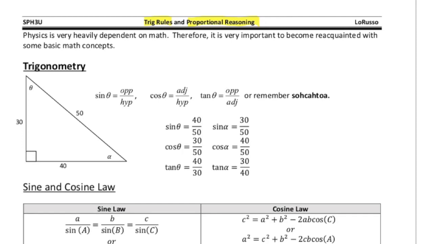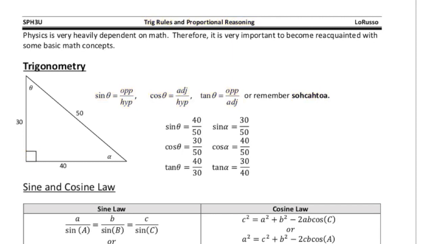If you recall from grade 10, the first basic set of trig rules you should have learned about are those associated with right-angled triangles. And those are the primary trig ratios, that being sine theta is equal to the opposite over the hypotenuse, cos is equal to the adjacent over the hypotenuse, and tan is equal to the opposite over the adjacent. The easiest way to remember it is SOHCAHTOA. The SO part is sine is opposite over hypotenuse, cosine is adjacent over hypotenuse, and tangent is opposite over adjacent, SOHCAHTOA.